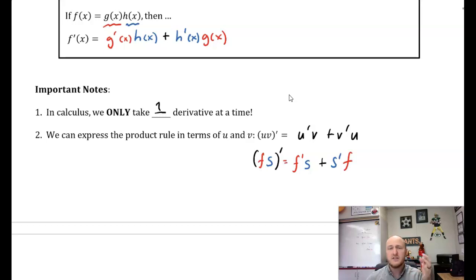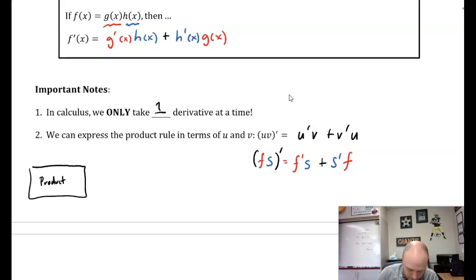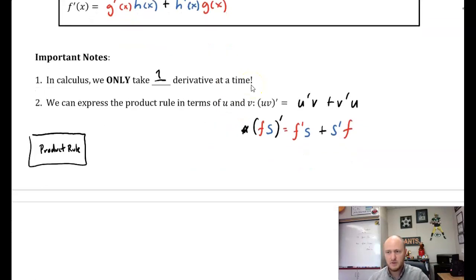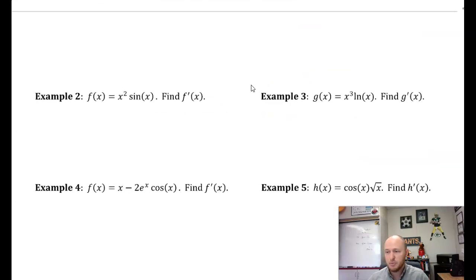That's the product rule. This is one of those things that you want to put on a flashcard and go ahead and memorize. So make a little flashcard that says product rule, and you would want to have something like this on the backside, what we wrote up there. Okay, just to go ahead and quiz yourself. All right, let's go ahead and apply this.